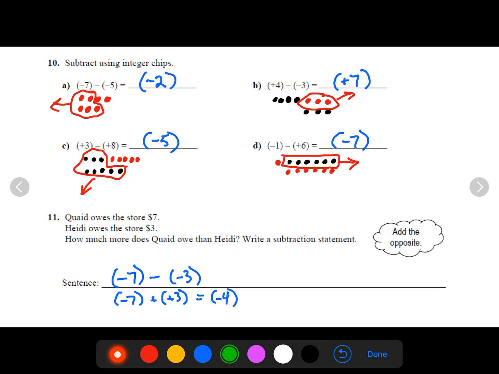So in that case, Quaid owes $4 more than Heidi does. So we can set it up as a subtraction because we're comparing the two numbers, trying to find out what the difference is. But then in order to solve it, we know that we can add the opposite.